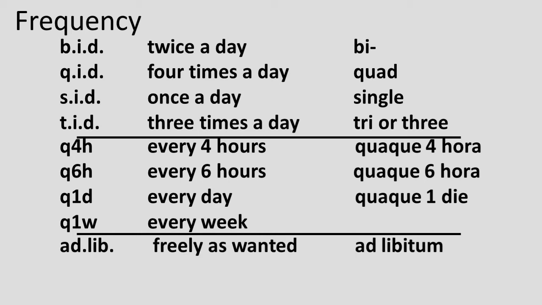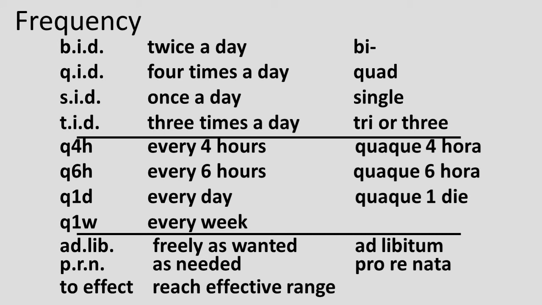You may also see ones that mean not scheduled. Ad lib means freely as wanted or needed. That does not mean giving it more than recommended each day, though. PRN means as the occasion requires, or if and when needed. Again, you must stay under the maximum daily allowed amount. To effect is usually given in a low to high range, and the dose is increased until the wanted effect is reached.